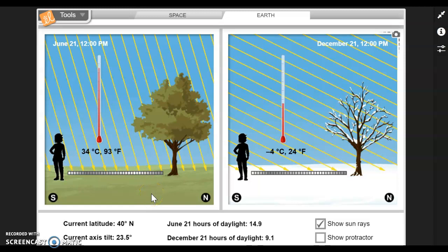So why is it colder in winter than in summer? And you have to give 2 reasons. And there's more than 2 reasons, but more rays can hit, more direct sunlight. The angle of the sunlight is greater. So it's things like that, okay? So there's more hours of daylight. That also has something to do with it.